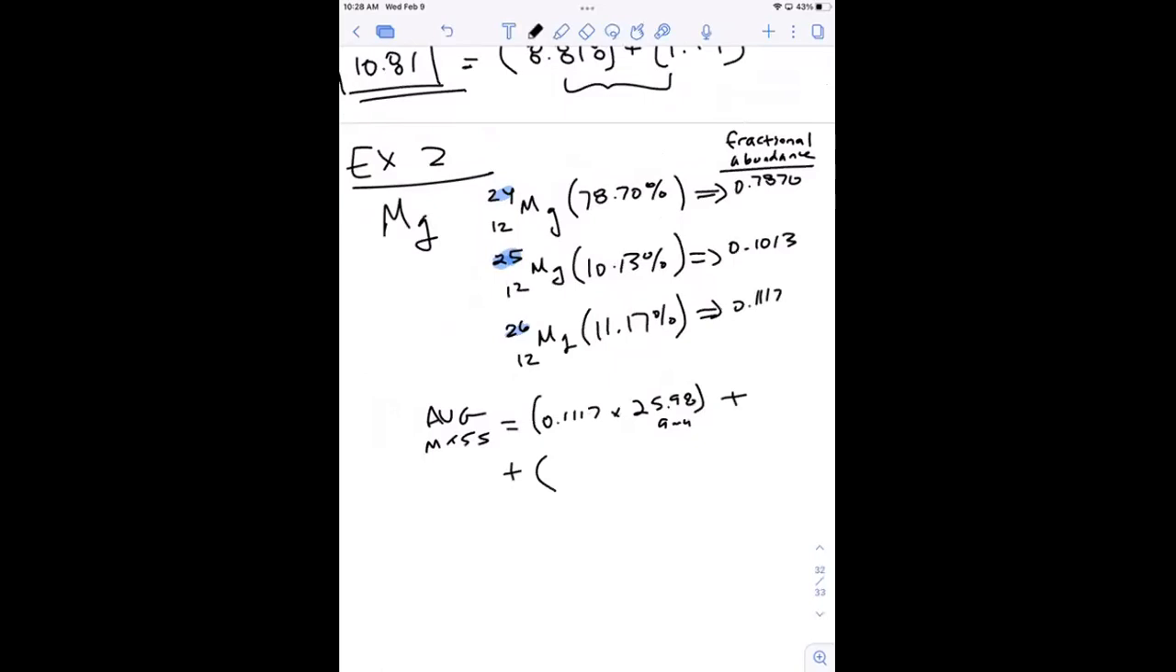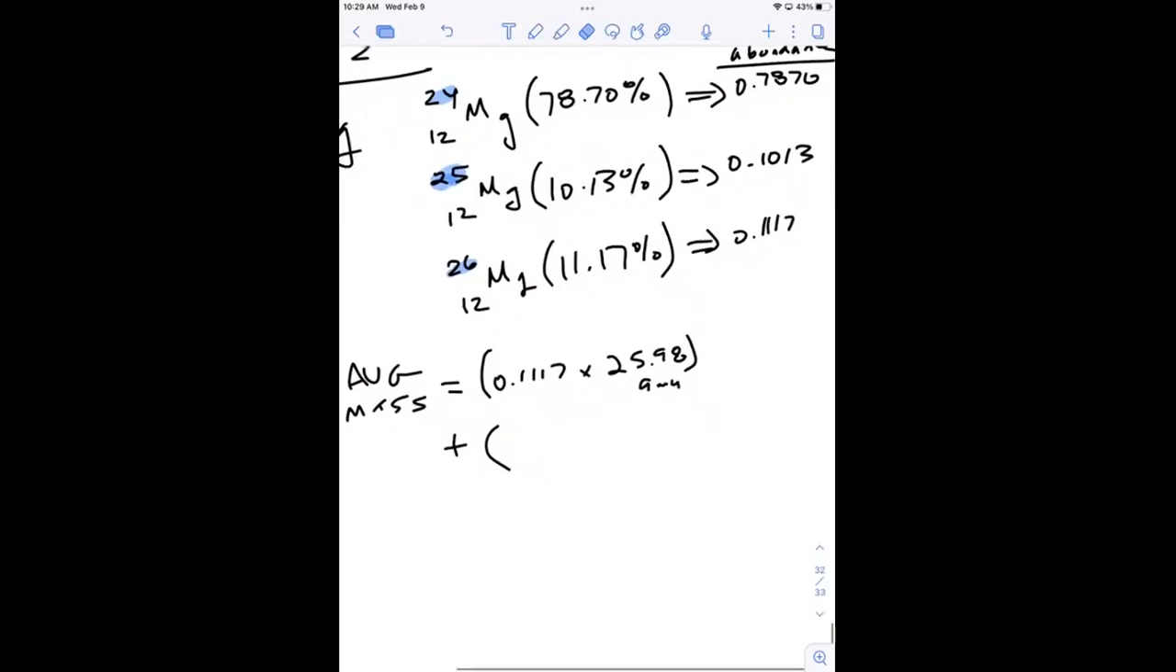For magnesium, go ahead. If I'm not mistaken, the 0.1117 times 25, would that be, oh wait, no, you said that's the exact number. Okay, never mind. Yeah, it's the exact number. So the 26 that you see over top of it is that number rounded up to 26. Good question.